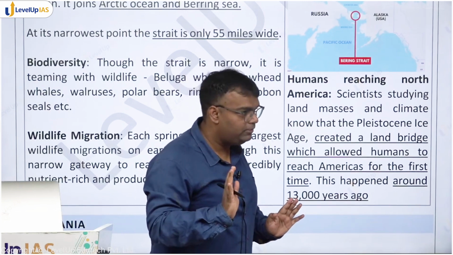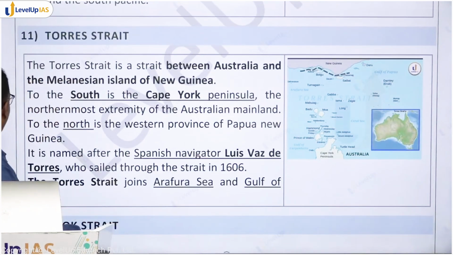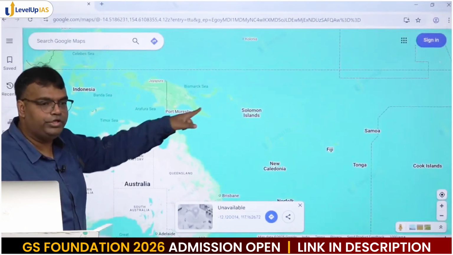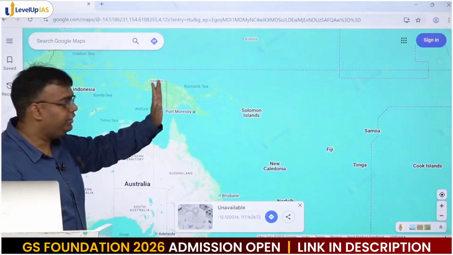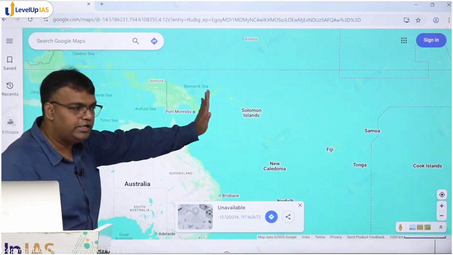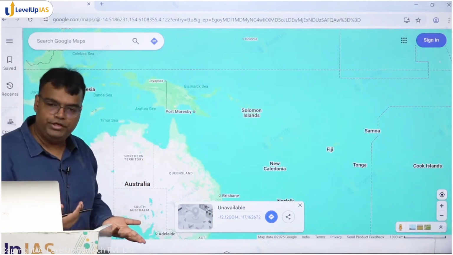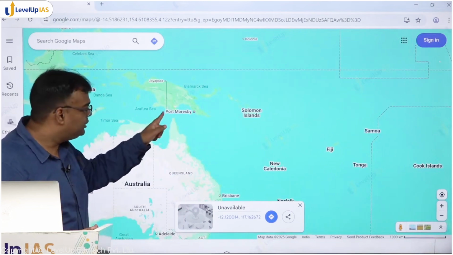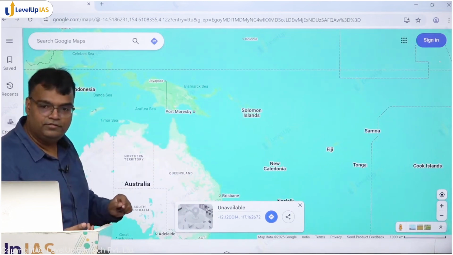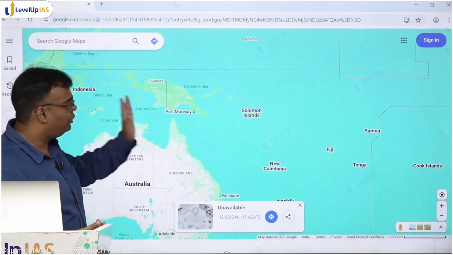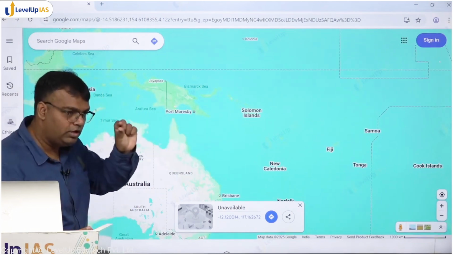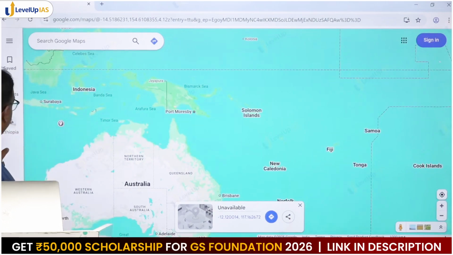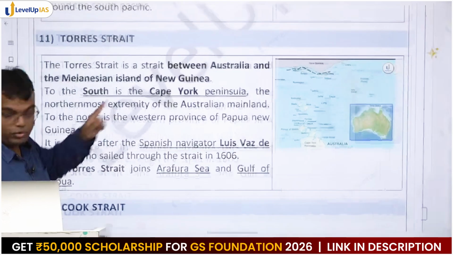Are we comfortable here? Torres Strait. Now what is Torres Strait? Torres Strait is the strait between... Can you see this? This was New Guinea. On one side of it there is Indonesia, and on this side what do we have? Papua New Guinea, a country. This is Australia. In between, is there a strait? A narrow stretch of water separating the water body on this side from the water body on that side. That strait is Torres Strait.